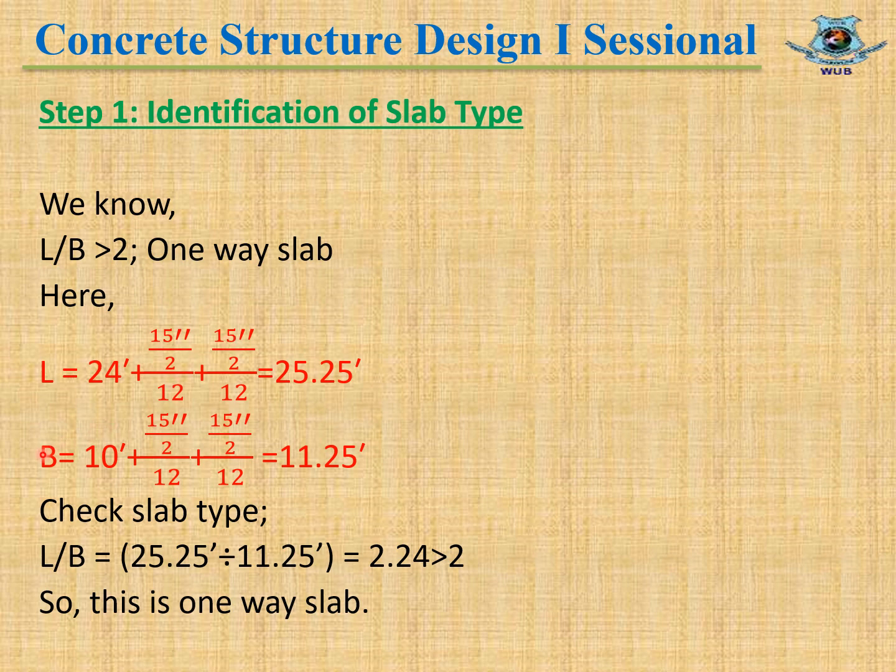B equal to 11.25 feet. Here, 10 feet equal to clear span from short direction. 15/2 inch divided by 12 is the same as above. Check slab type. L by B equal to 2.24. As this value is greater than 2, so this is one-way slab.